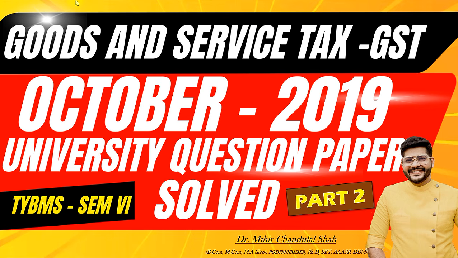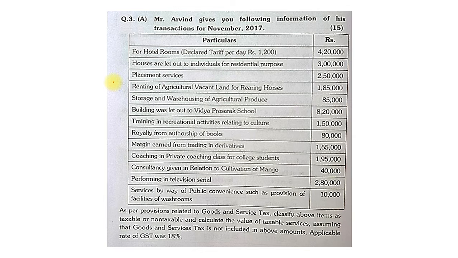In question number 3, there were two questions of 15 marks each. So let us see how to solve those two sums. Now question number 3A. Mr. Arvind gives you the following information of his transaction for November 2017. It was a 15 marks sum.